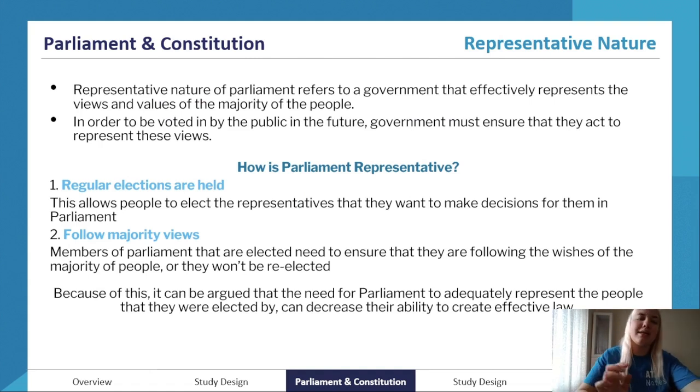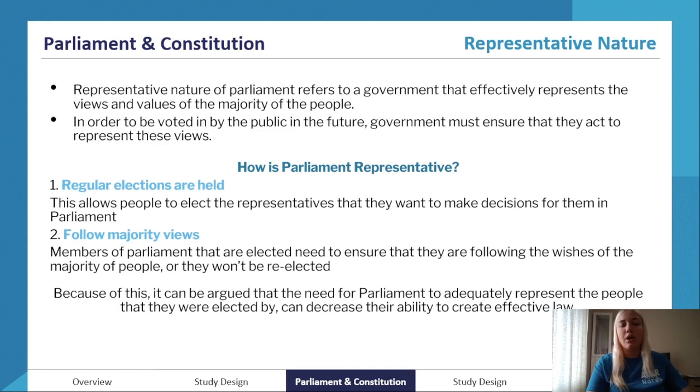Okay, and the next one we have to look at is the representative nature of Parliament. So the representative nature of parliament refers to a government that effectively represents the views and values of the majority of the people. So we said that's the role of parliament, and that is ensured by hosting regular re-elections, so we can decide if parliament is representing us accurately in our views or not. So in order to be voted for by the public in the future, the government must ensure that they act to represent the people's views.